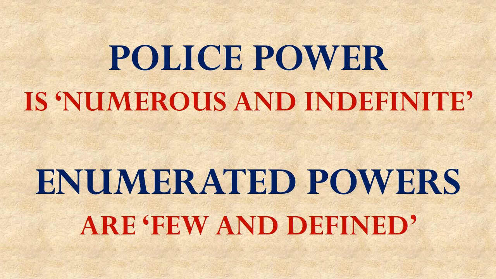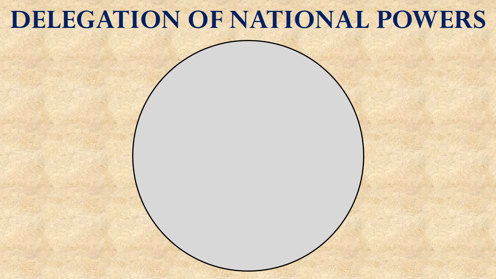In contrast, the powers given to the national government were specifically enumerated, as we've discussed earlier in the course, and therefore are few and defined. There's a specific list in the Constitution of what powers were given to the national government. So now let's put this into this model that we've been building for the last several lessons of federalism in the United States of America.